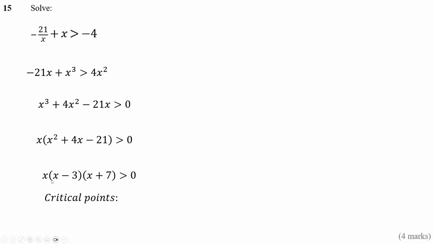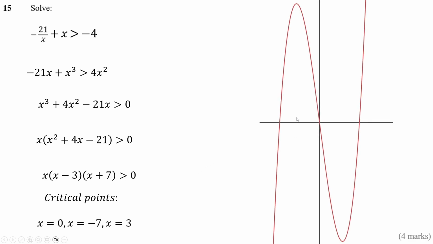Okay, this is actually a cubic, it's not a quadratic. So if you imagine, you just sketch it. This is just a random cubic, it's not even this one. But if you just draw a random cubic, you know it has solutions at 3, 0, minus 7. So minus 7 there, 0 there, and then 3 there.